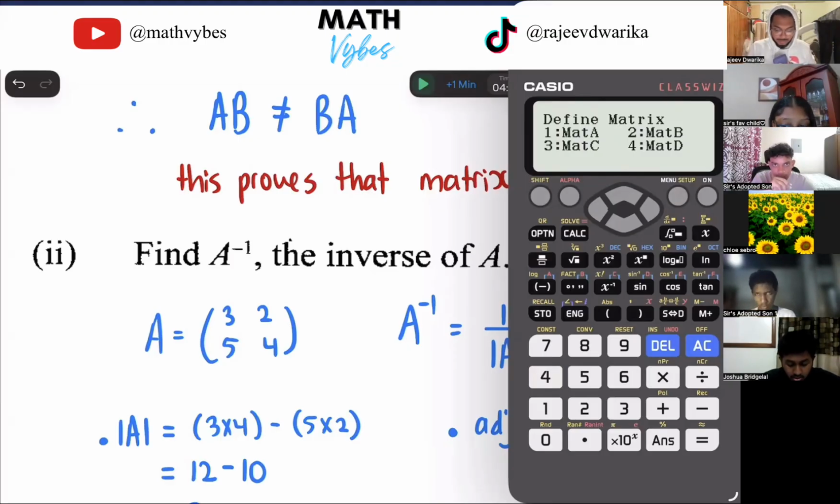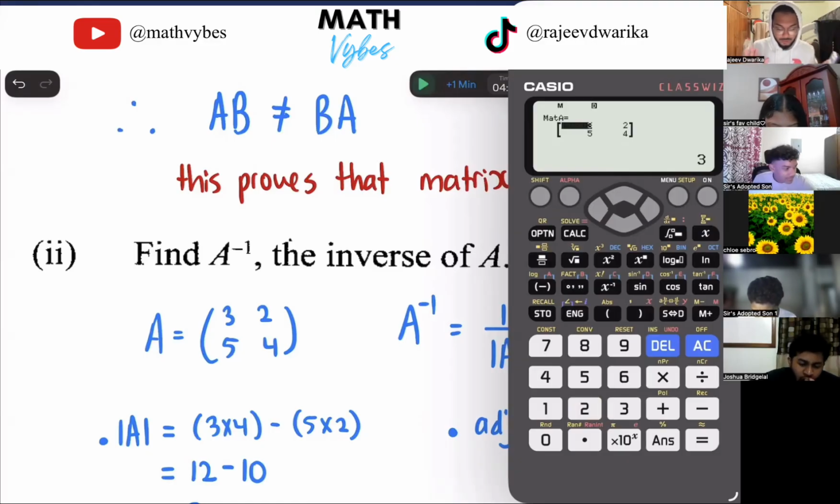Right. So Nikolai, you have to press menu, then 4 for matrix. Then you're gonna press 1 to define matrix A. You have 2 rows and 2 columns. So you're gonna see 0, 0, 0 pop up for matrix A, and you'll have to fill it in. So when you have it filled in, Nikolai, tell me.